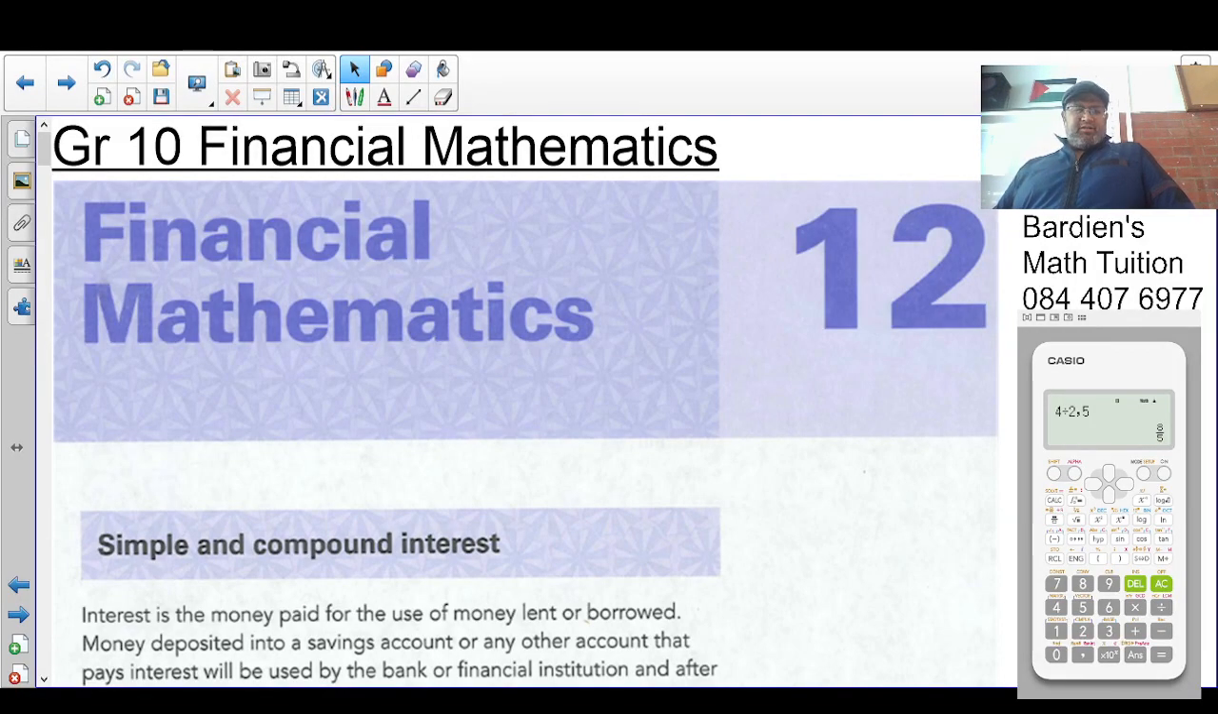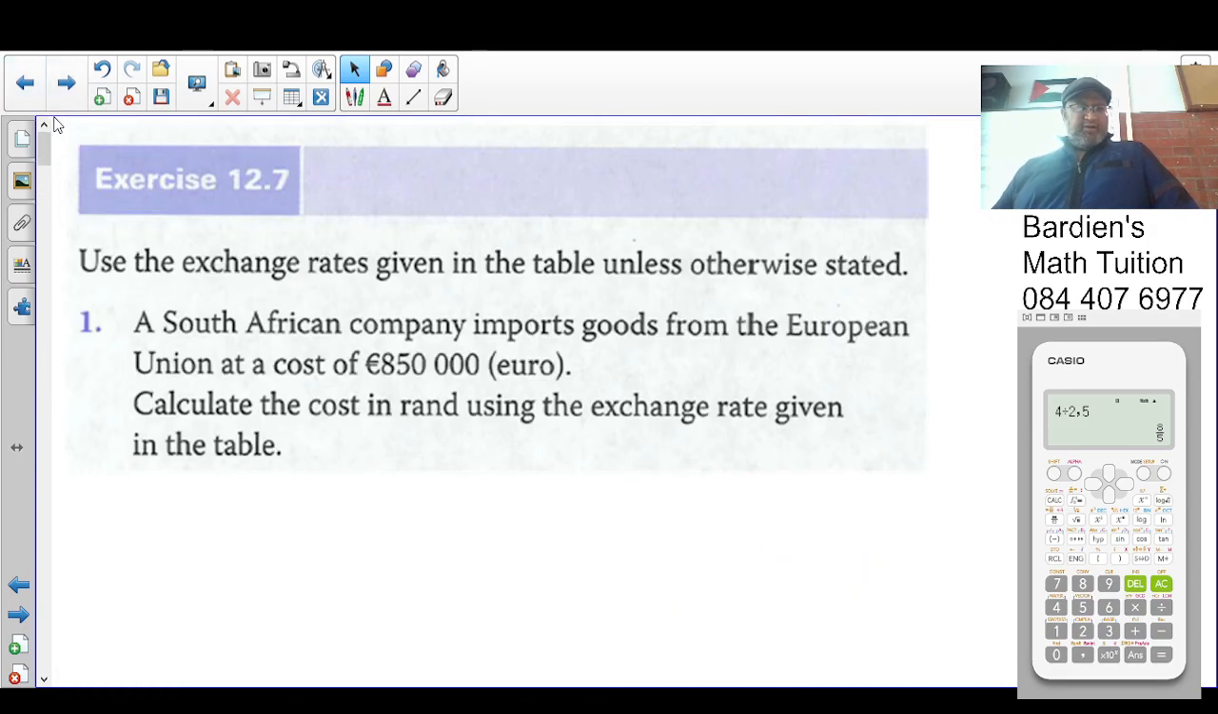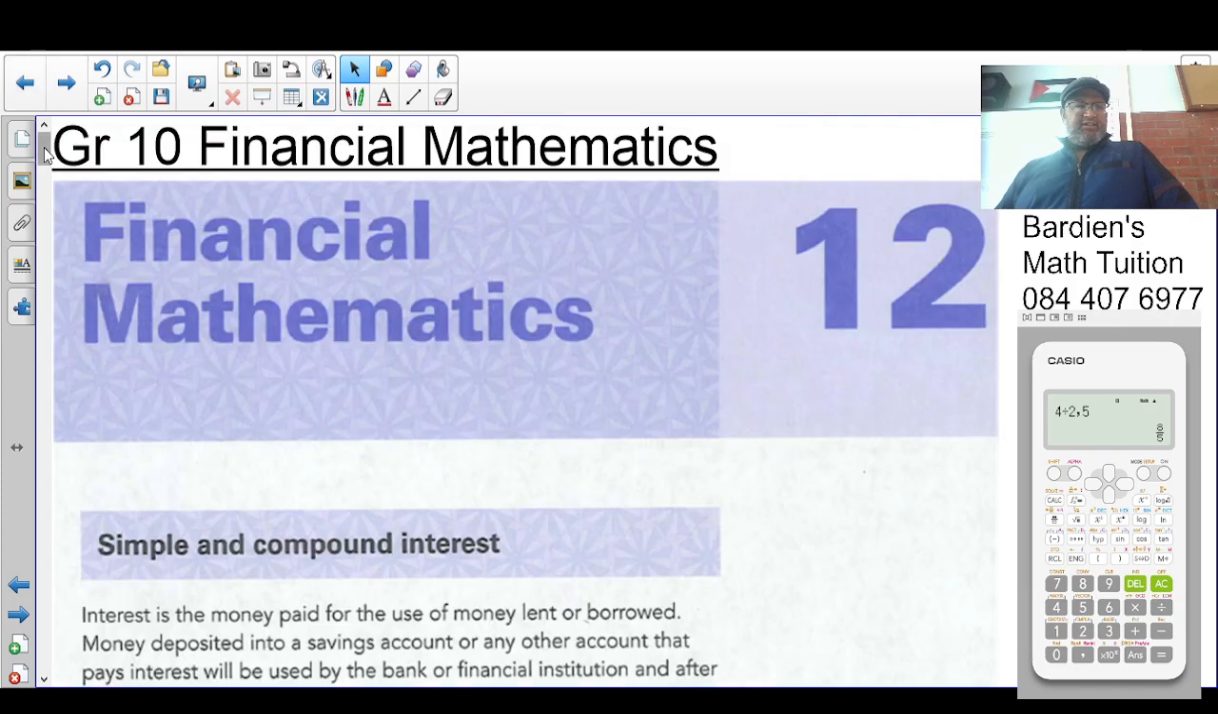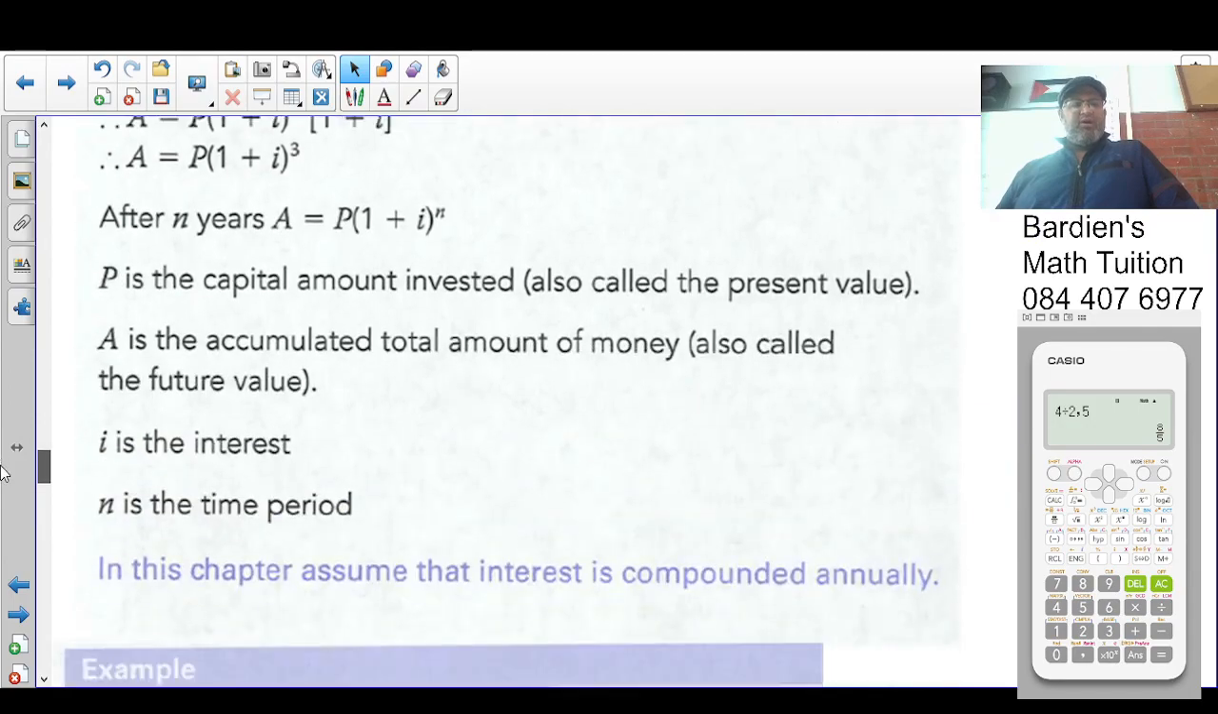Hey, good morning, class. So today we're looking at finance, financial maths. We're on exercise. The homework was for exercise 12.7.